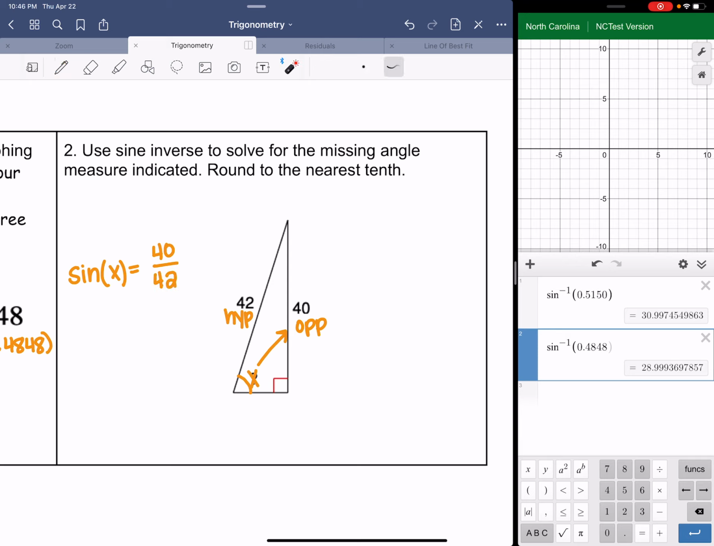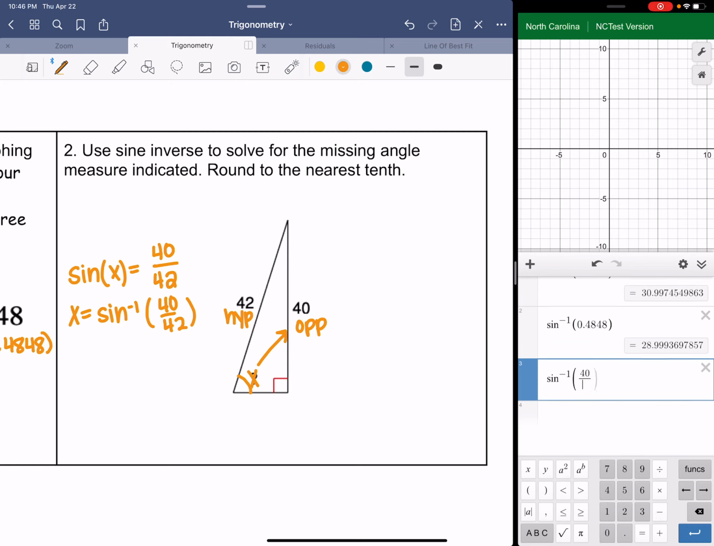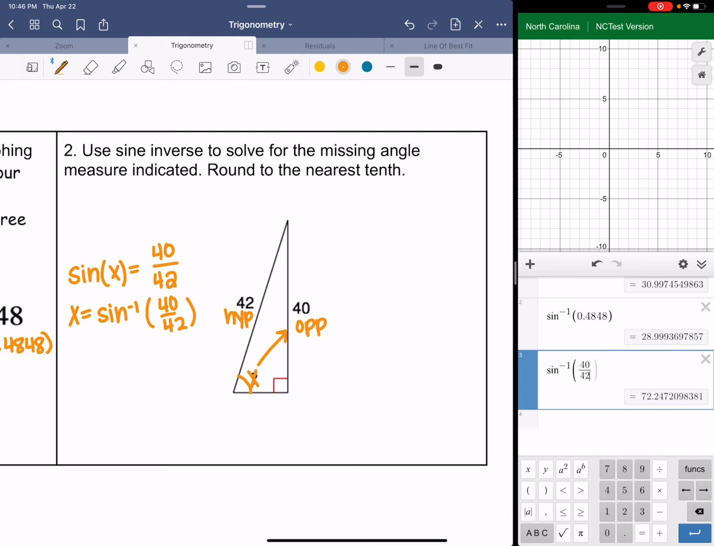Now our only goal is to get x by itself, so we need to undo or take the inverse of sine. So x is sine inverse of 40 over 42. So we'll type that in, sine inverse 40 divided by 42 gives us 72.24, so just 72.2. And that is in degrees.